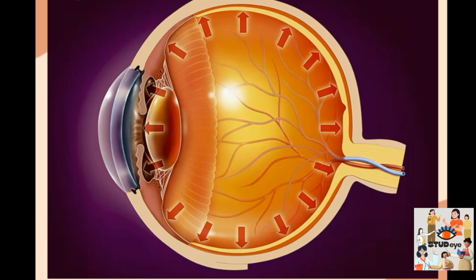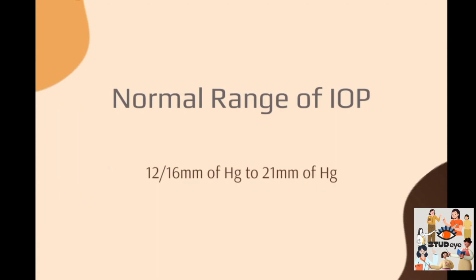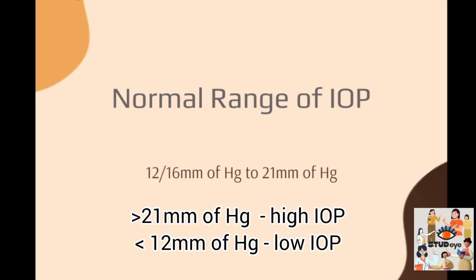If there is any problem in the angle, intraocular pressure will be more, or there will be more pressure inside the eye. Now you should all know the normal range of the intraocular pressure, right? There are certain readings of IOP. If the limit is crossed, then it is high IOP, and if it is below the range, it will be low IOP.